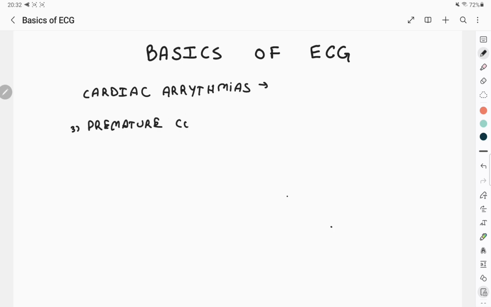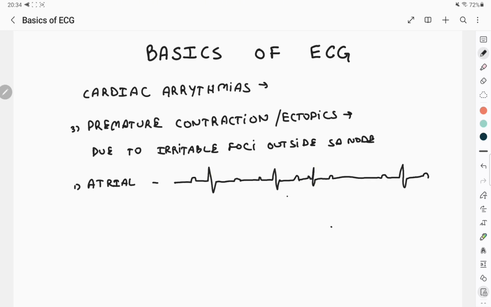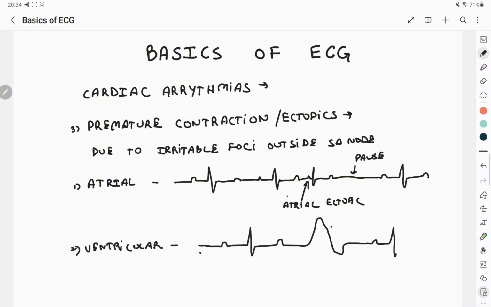Next are premature contractions, also known as ectopic beats. These occur due to firing of an irritable focus outside the SA node. These can be atrial, where an early P wave occurs accompanied by a short PR interval and is followed by a compensatory pause, or these can be ventricular, where the stray signal originates in ventricular muscle. The QRS complex is wide and prolonged.